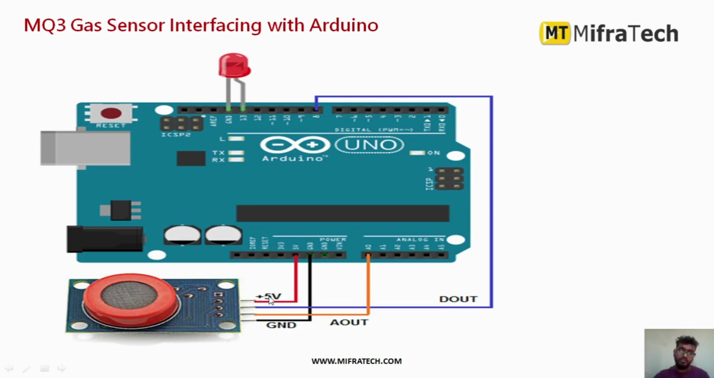It has mainly 4 pins. The 5 volts, that is VCC, I have given to the 5 volts of Arduino Uno in order to provide the power supply. The ground pin I have connected to the ground of Arduino Uno. The analog out gives the analog values, so I have to connect it to an analog pin of Arduino Uno, and I connected it to pin A0. Then the digital values I am connecting to digital pin number 8 of Arduino Uno. After that, the LED I am connecting to pin number 13 and ground. So this is a simple way to interface this MQ3 gas sensor with the Arduino Uno microcontroller.